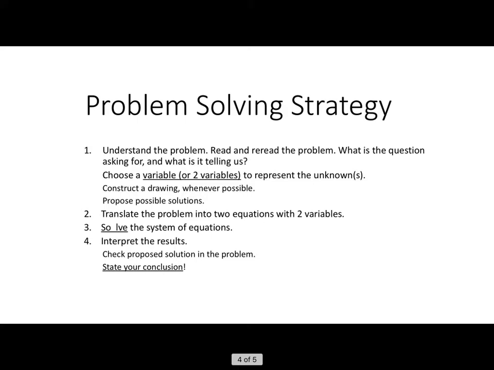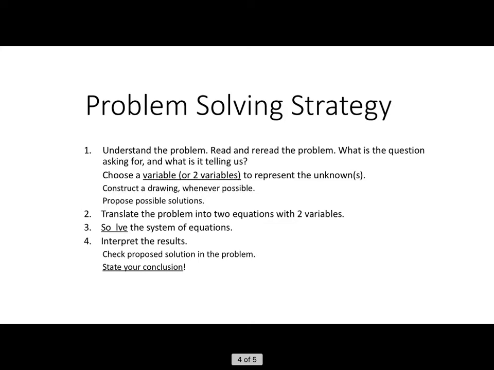And the first step is to understand the problem. We have to read and maybe reread the problem a few times. I like to circle what the question is asking for, so that's my main goal, and underline any numbers or anything that helps tell us the information that is known. Then we want to choose a variable, or in this case, two variables, to represent those unknowns.